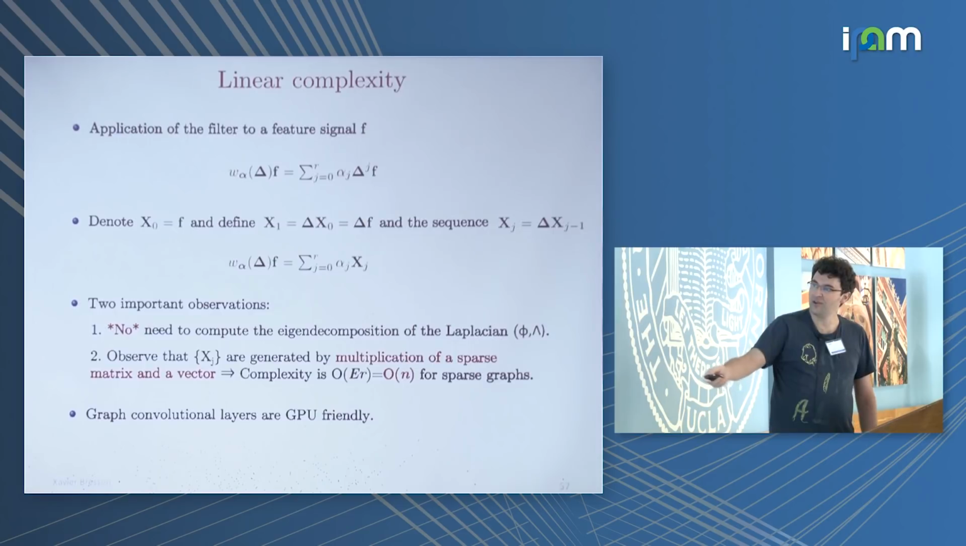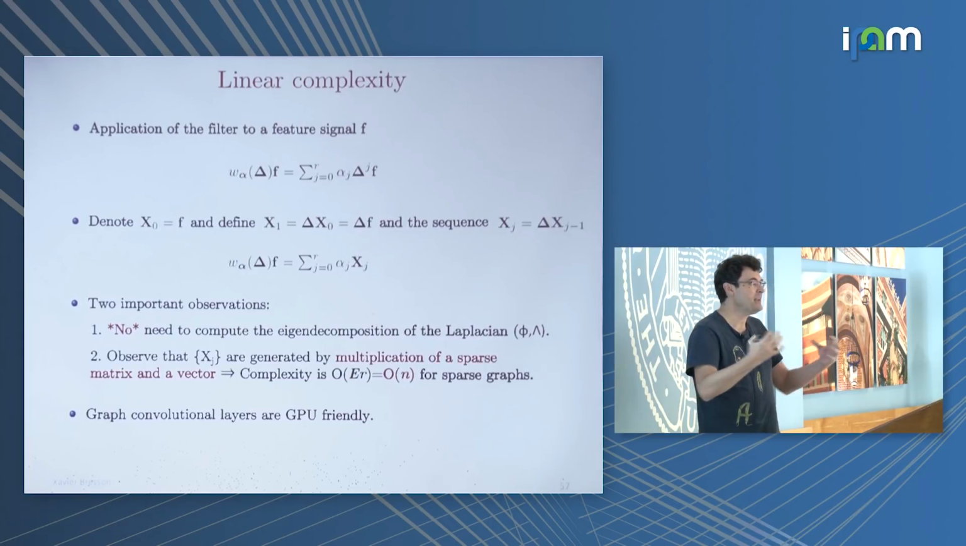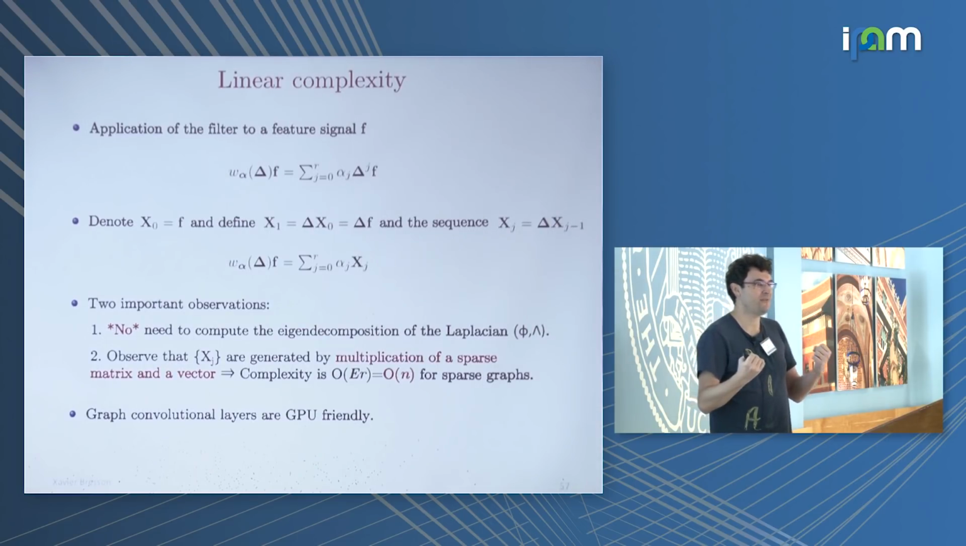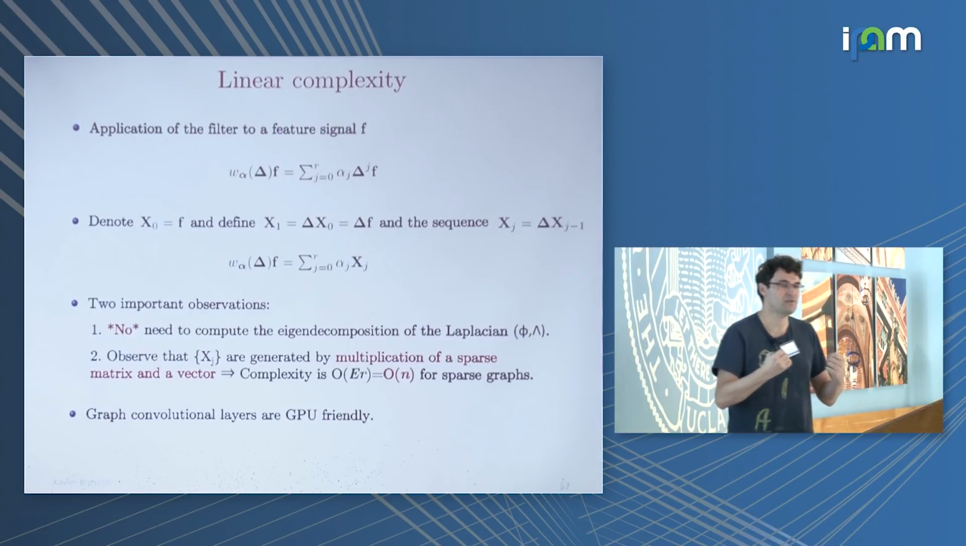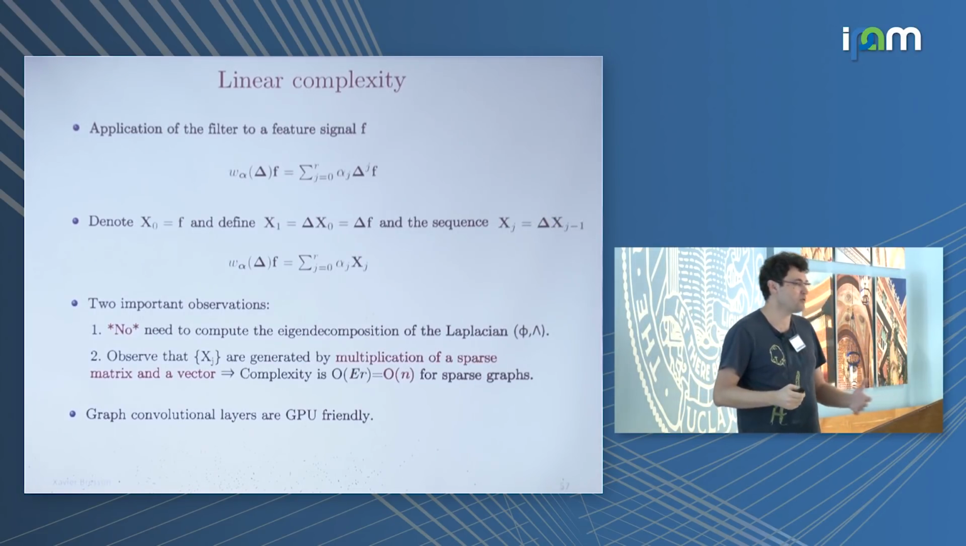One observation is that, the way we do the convolution, we don't need anymore to do the eigen decomposition of the graph Laplacian. We don't need to do eigenvector and eigenvalue decomposition. We just do Laplacian times a vector. So that's why it's computationally efficient.